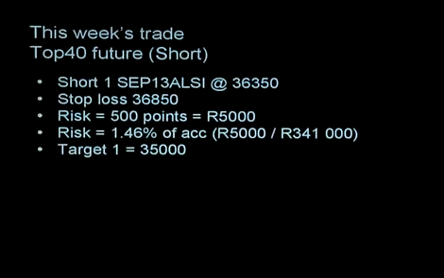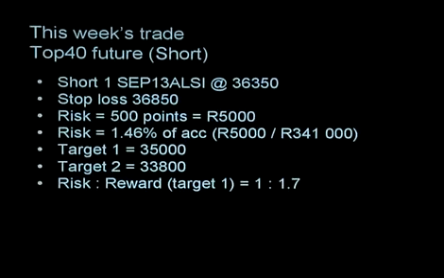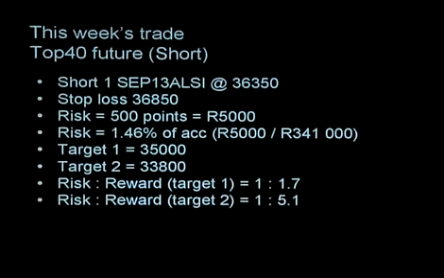My first target is 35,000. My second target is 33,800. So if we look at it in terms of risk to reward ratio, if it gets to the first target, my risk reward ratio is 1 to 1.7. And if it gets to my second target, then my risk to reward ratio is 1 to 5, which is quite a healthy risk reward ratio. So, that's where it is.